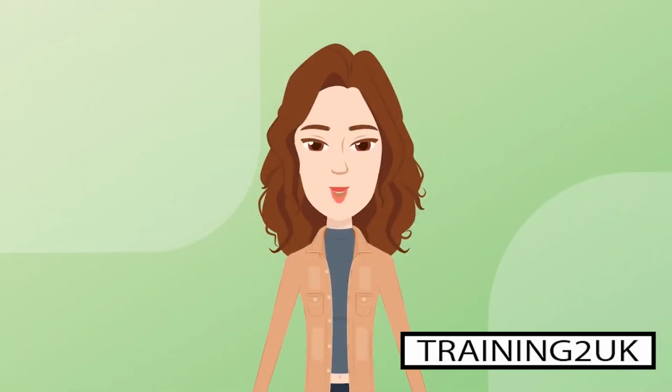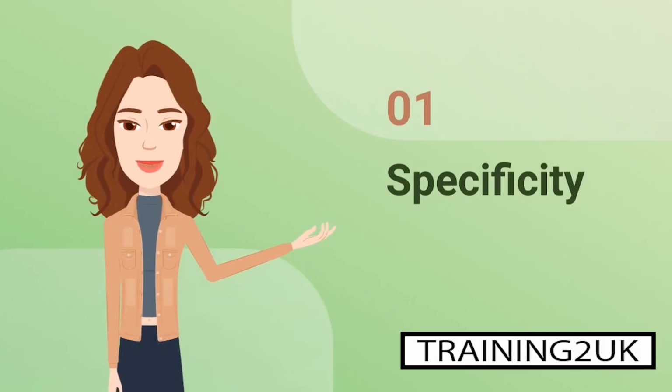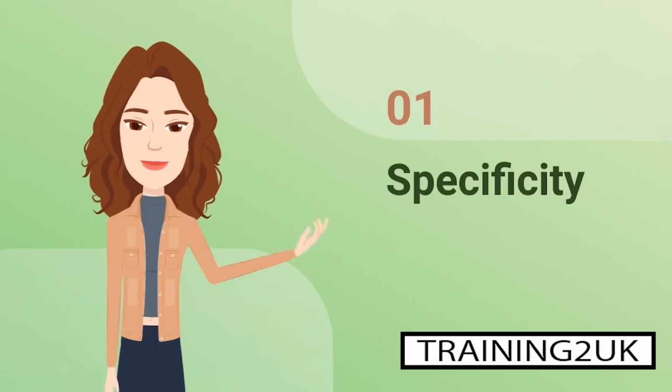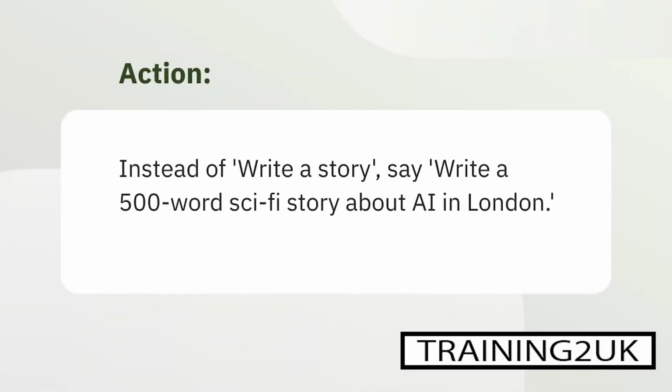Here are the key strategies for effective prompt engineering. Specificity in prompts enhances clarity and relevance. How to be specific. Avoid vague language and provide detailed requests. Action. Instead of "write a story," say "write a 500-word sci-fi story about AI in London."